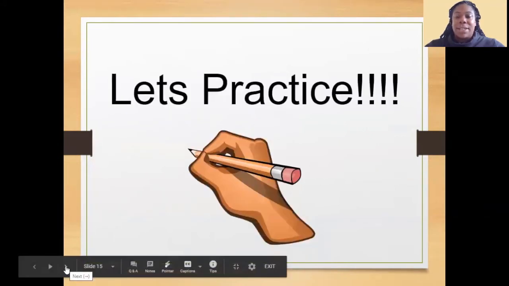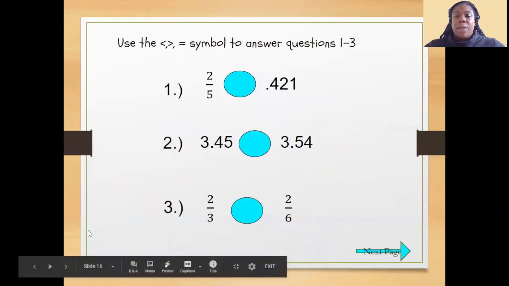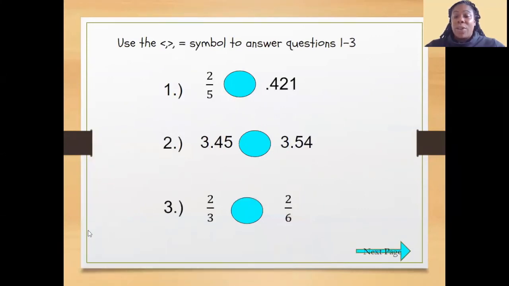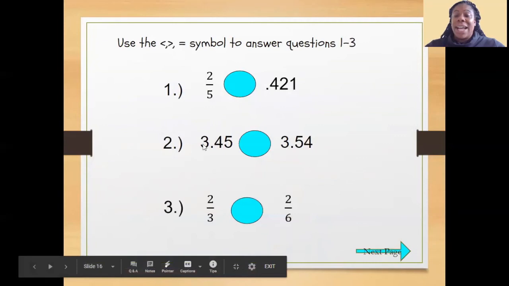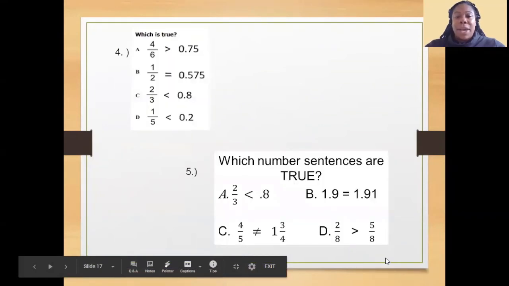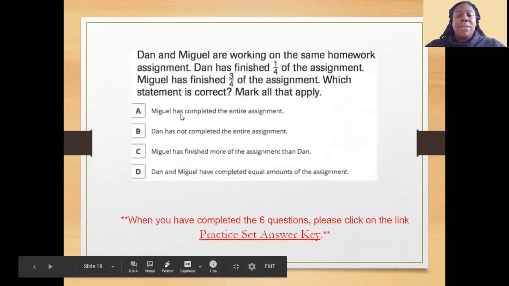All right. Now it's time to practice. You guys will have 6 questions to work on, and I'll show you each question. You will use the symbols less than, greater than, and equal to answer number 1, 2, and 3. We go to the next page, and you will answer number 4 and 5. And you notice that not equal to symbol there that we talked about earlier? Good. And lastly, number 6.